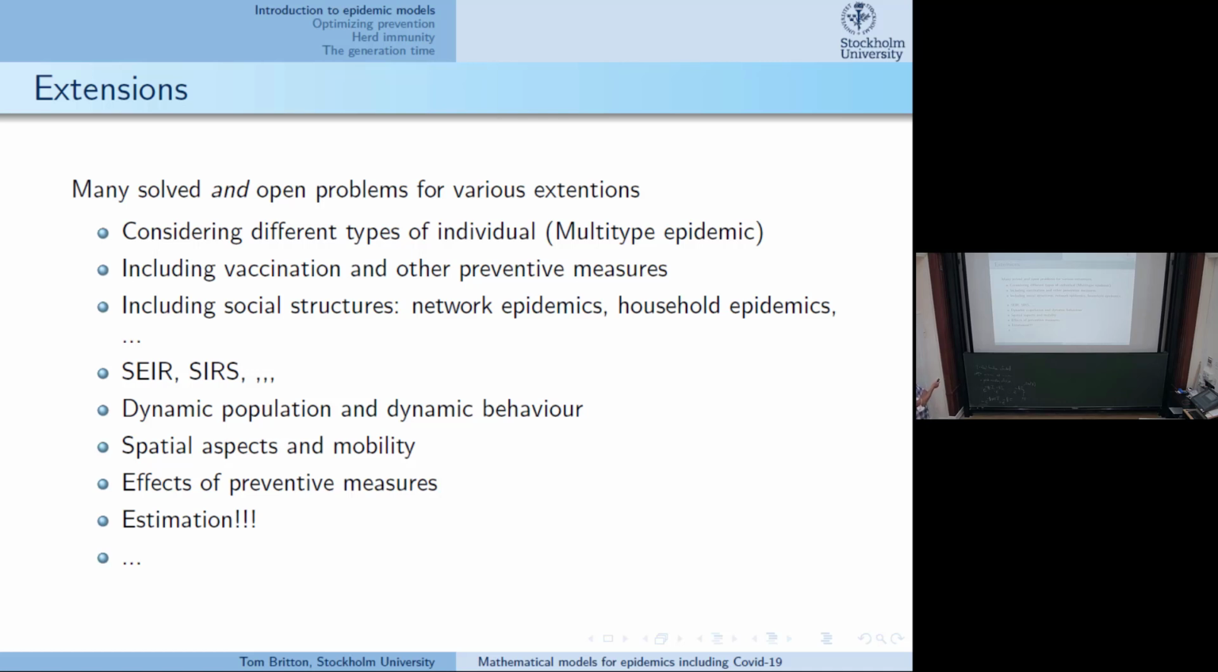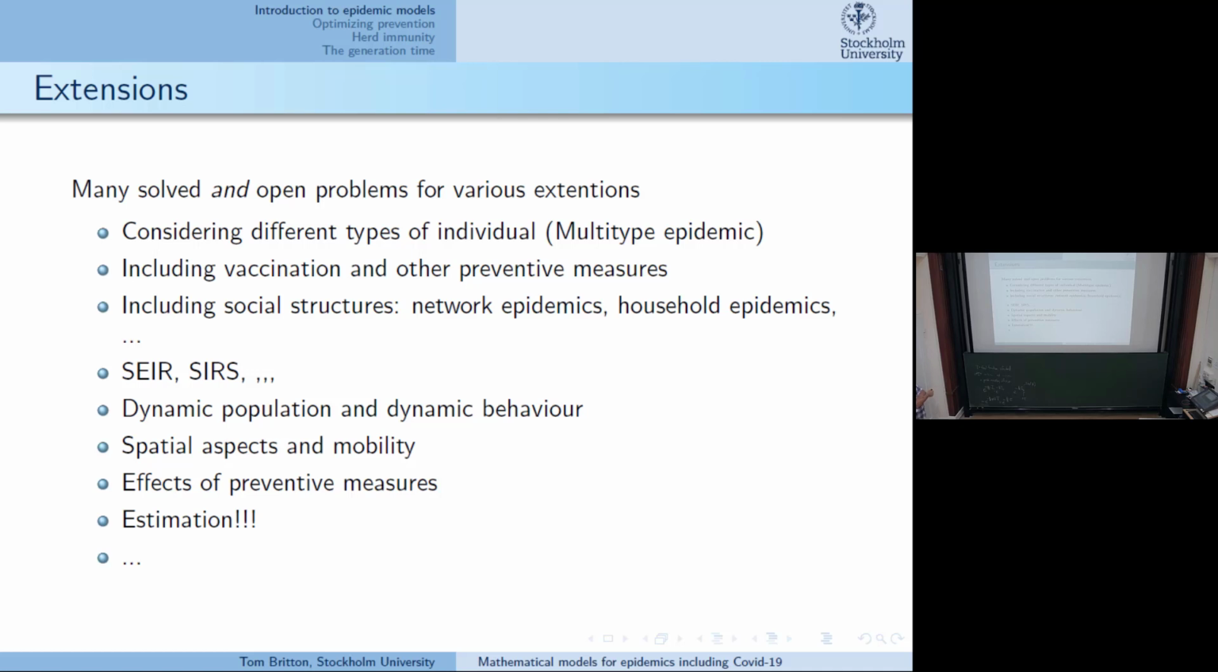There are a lot of things, so I will not cover everything, but what are people doing? What I said now was known maybe 30 years ago, so what are people doing now? Well, one thing is to consider different types of individual. That's quite often called a multi-type epidemic. Maybe you want to include vaccination and other preventive measures. Vaccination has been studied a long time.